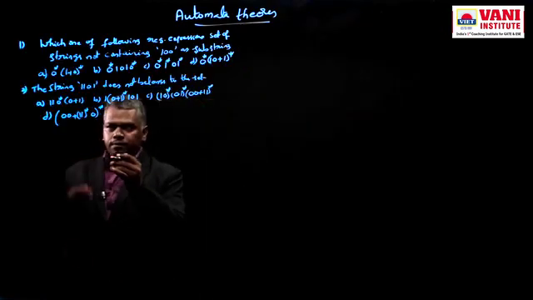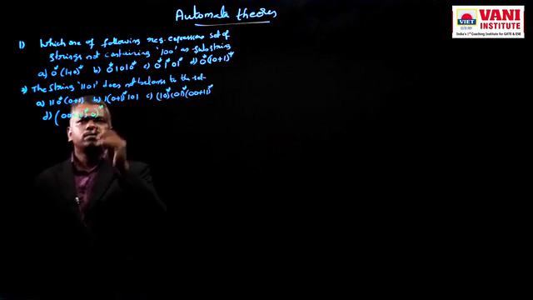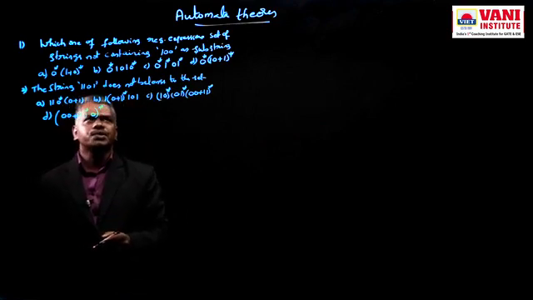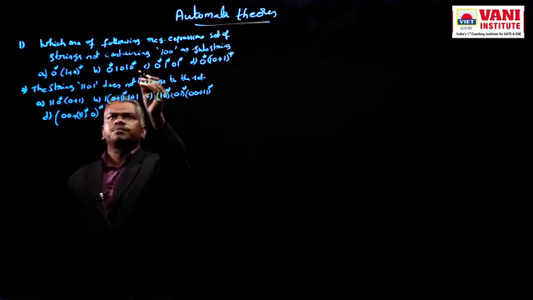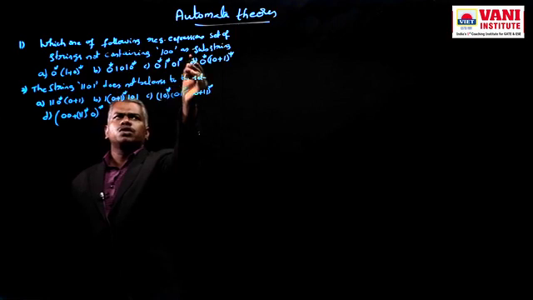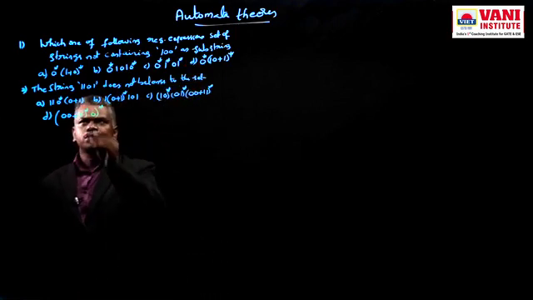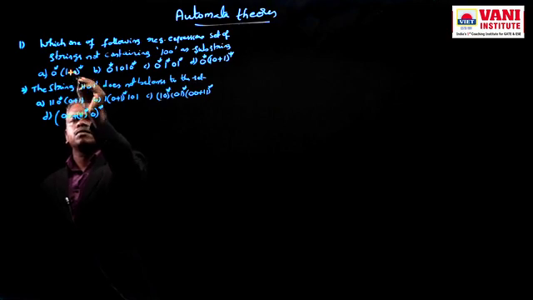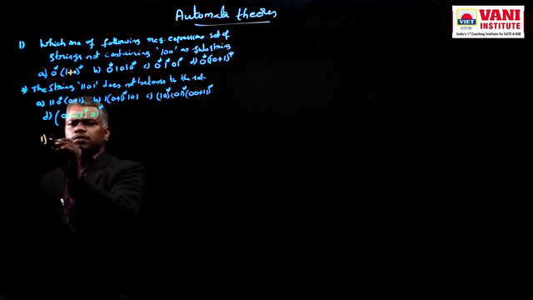Earlier we have discussed regular sets and regular expressions. Some of the possible types of GATE questions will be like this: which one of the following regular expressions represents the set of strings not containing 100 as a substring? Observe here, we have options A, B, C, D.